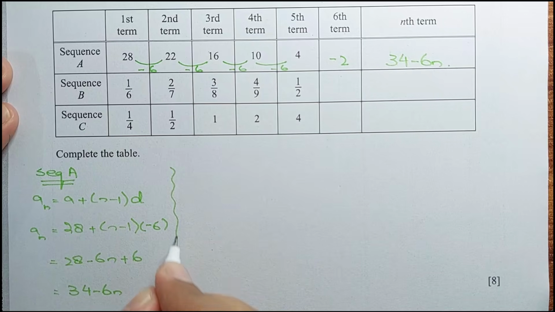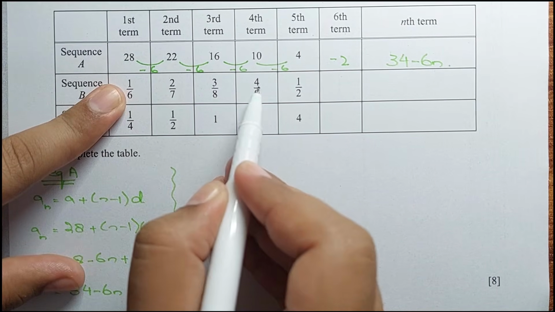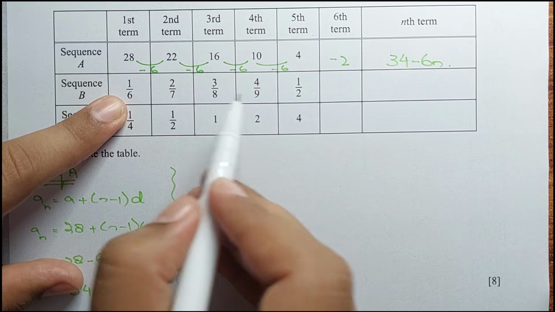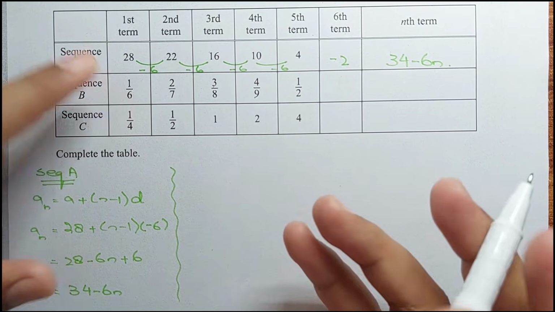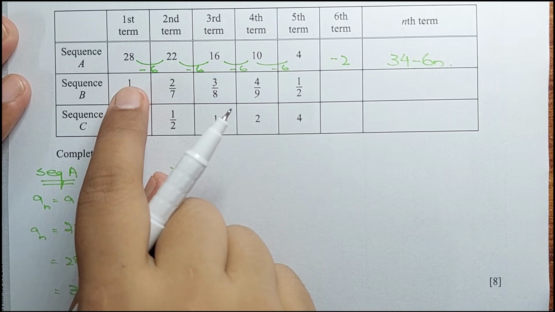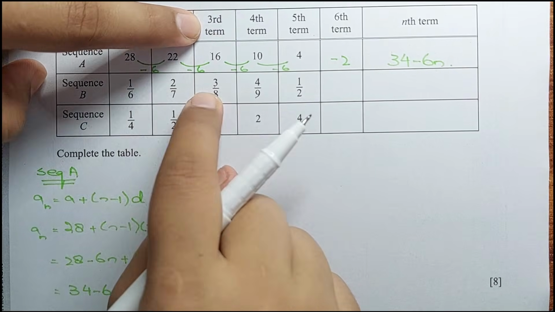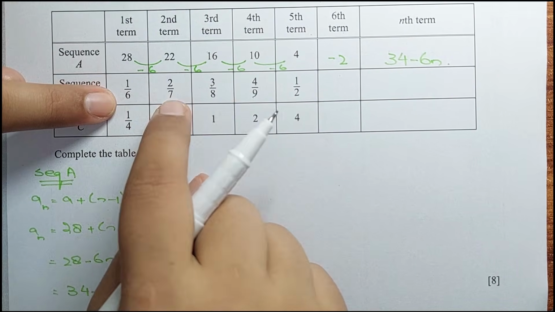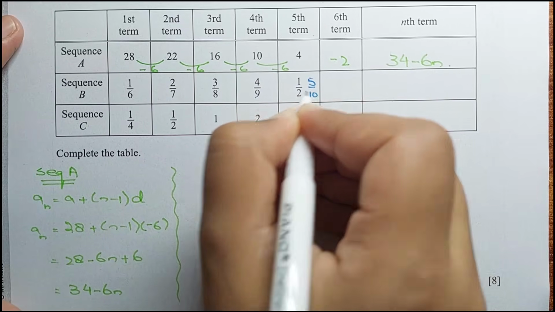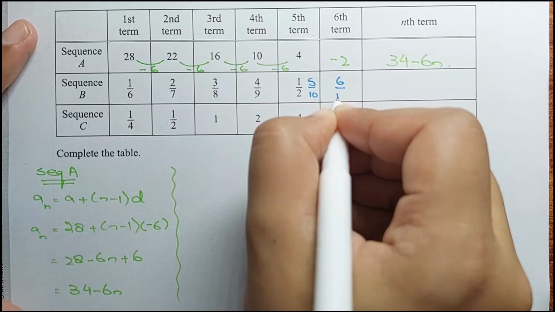Now moving to sequence B. For sequence B, 1, 2, 3, 4, and then 1 by 2. 6, 7, 8, 9, 10. 5 by 10 is the fifth term. Well, the numerator is basically 1, 2, 3, 4, and the denominators are 6, 7, 8, 9, so it becomes 10. So this is 5 by 10. In the simplest form, it is 1 by 2. The next would be 6 over 11.